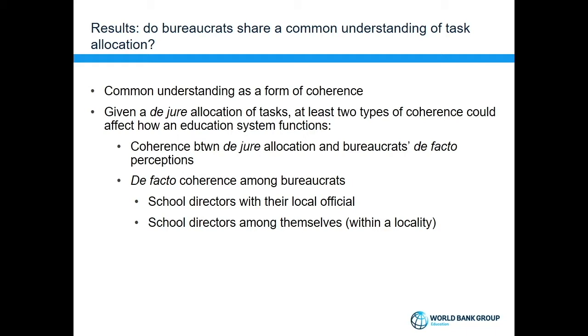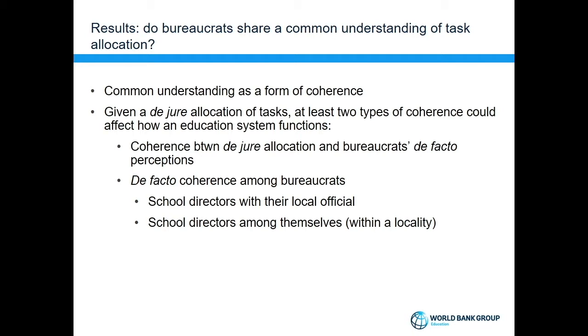One is whether there's a common understanding between the de jure allocation of tasks and the de facto perceptions of bureaucrats. So that's one. Now, the second is, okay, well, given that lots of organizations have unwritten rules, maybe the rules don't really matter that much as long as everybody has a common understanding of what should actually be happening. So we also look basically at de facto coherence among bureaucrats themselves. So we measure that in two ways. One is school directors with their local official, that person that we interviewed, and then just school directors among themselves within a locality.